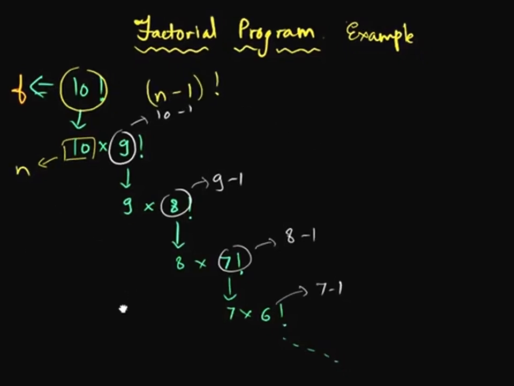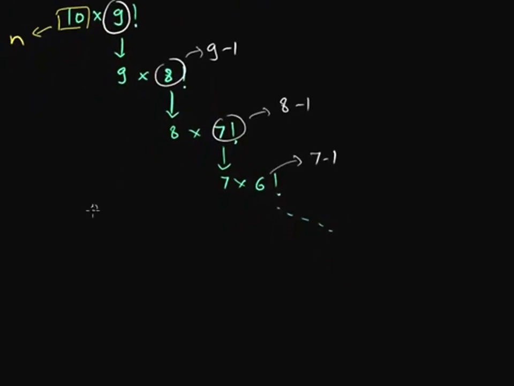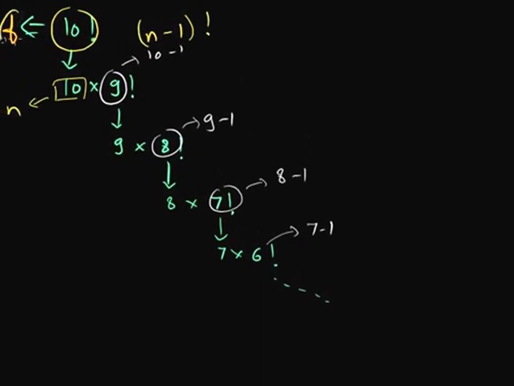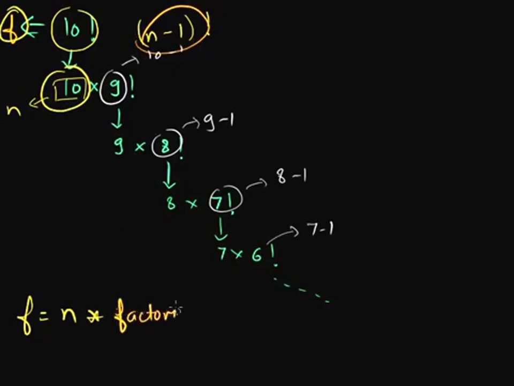So how can we generalize a function for calculating factorial? We have to store in f the factorial. So f is equal to n into the next, which is n minus 1 factorial. So f = n * factorial(n - 1). This is quite a formula to calculate the factorial of any number.